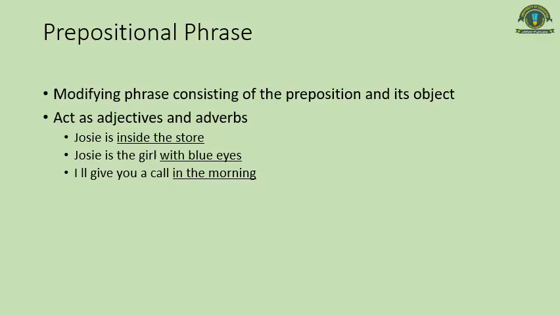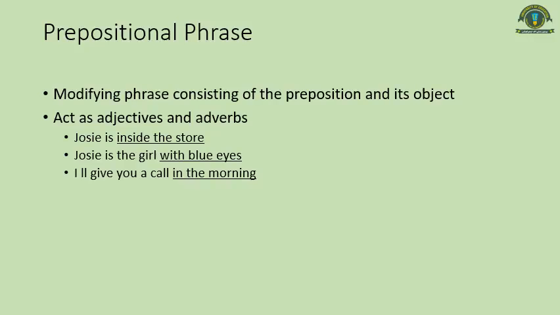So let's go on to the prepositional phrase. The prepositional phrase is a modifying phrase consisting of a preposition and its object. They act as adjectives and adverbs. For example, Josie is inside the store. Inside the store is a prepositional phrase, which in this instance is acting as a verb complement to the verb is.